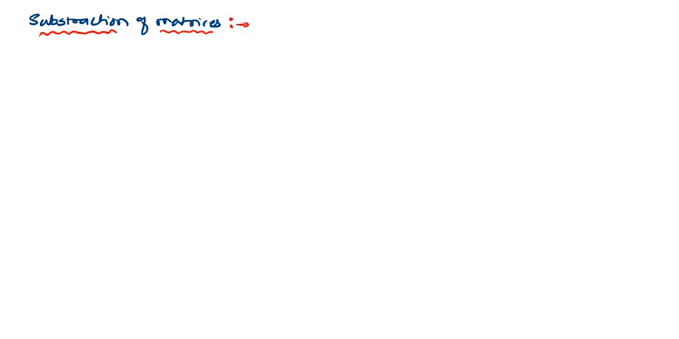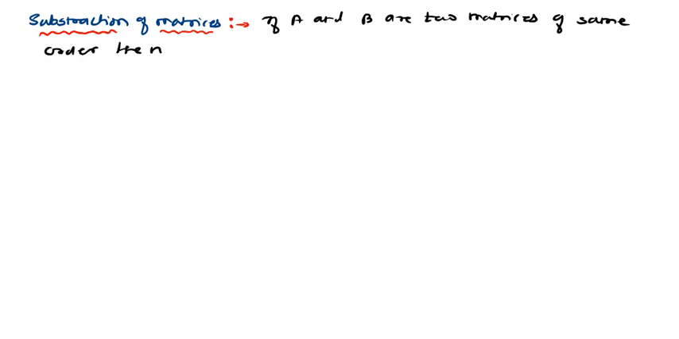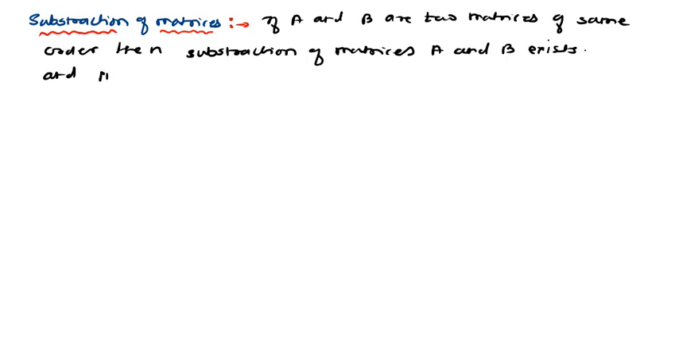Okay, suppose I have two matrices. If A and B are two matrices of the same order, then subtraction of matrices A and B exists, and it is given by A minus B.